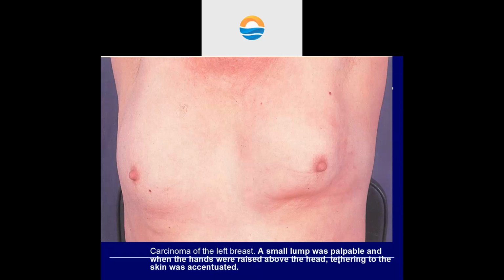Carcinoma of the left breast. A small lump was palpable, and when the hands were raised above the head, tethering to the skin was accentuated.